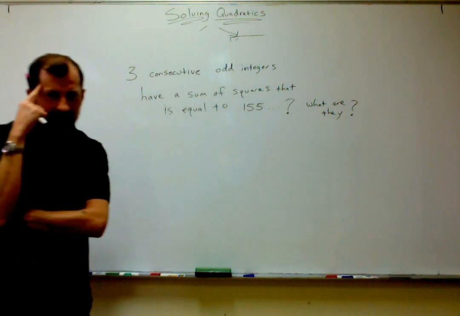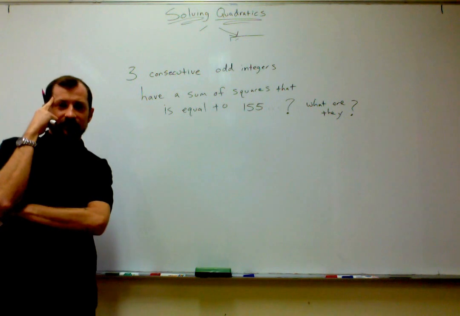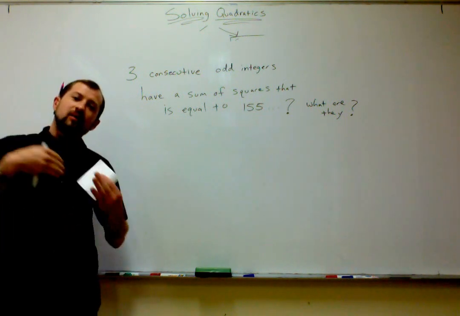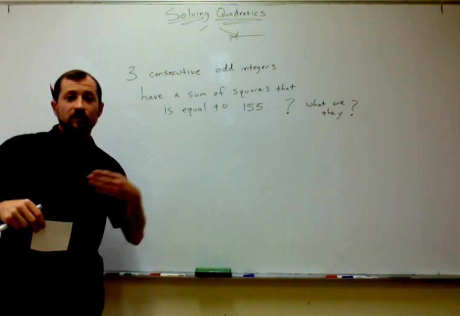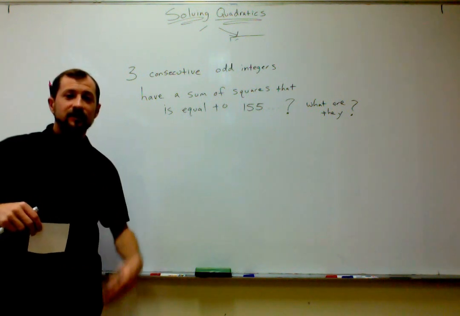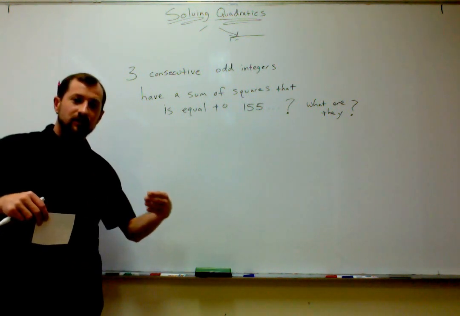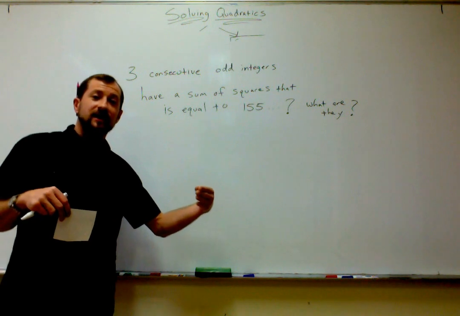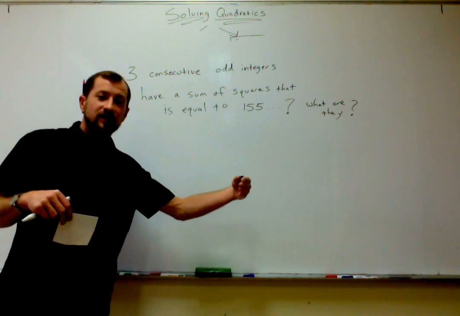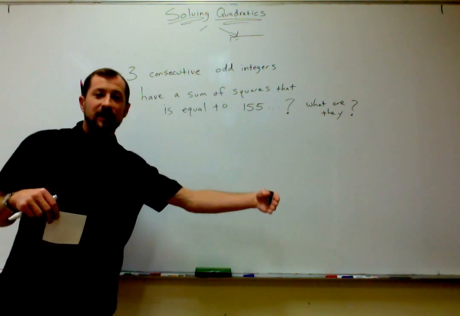Well, let's think about that. What does it mean to be consecutive, one after the other? The numbers 1 and 2 and 3 are consecutive. The next consecutive integer would be 4. The next consecutive integer would be 5.